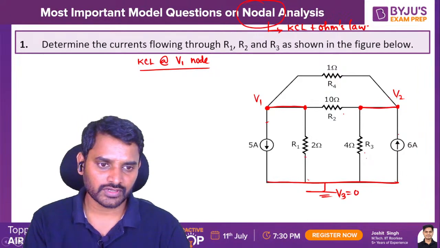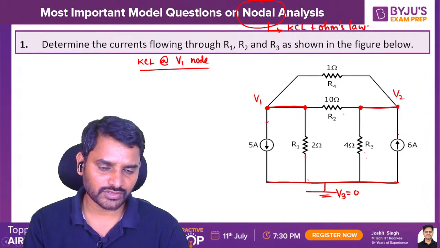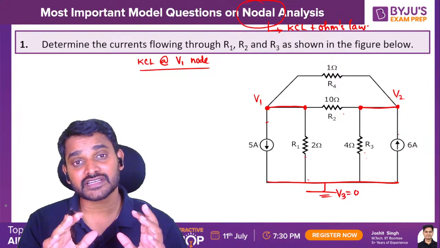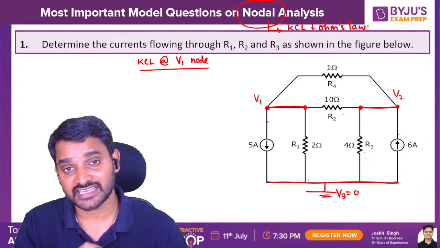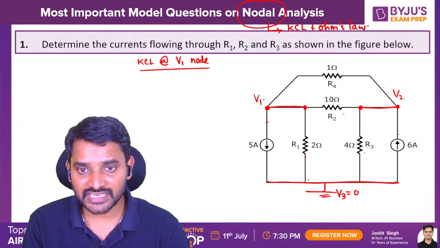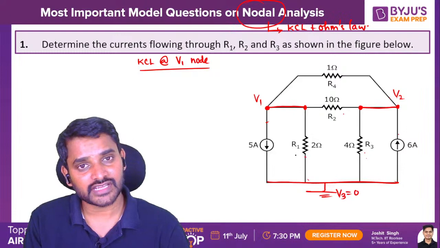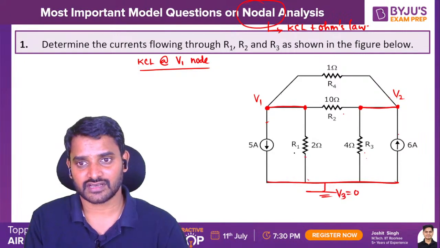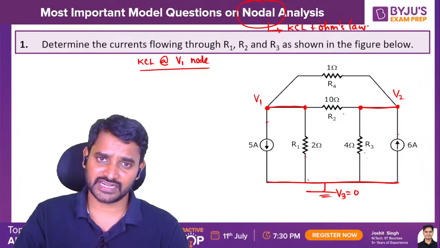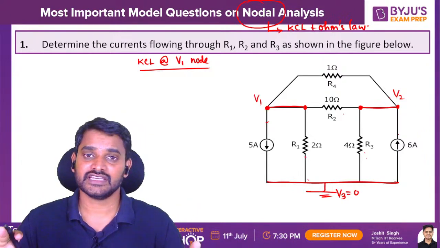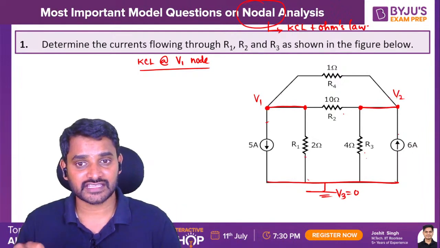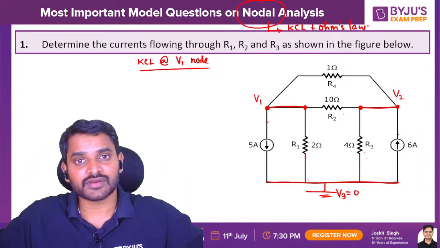Okay. Now, whenever you want to write KCL at any particular node, you should assume that particular node voltage is greater than any other voltages in the network. V1 should be greater than the R1 resistance voltage or R2 resistance voltage. V1 should be greater than every other branch voltage in the network. Then only we can say that all the currents leave the node.